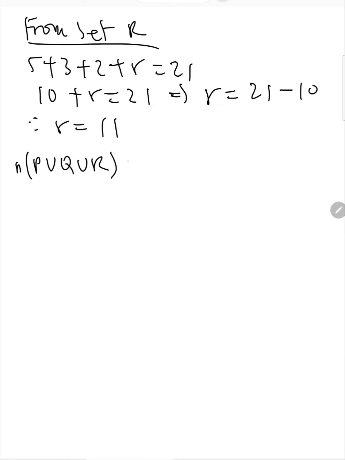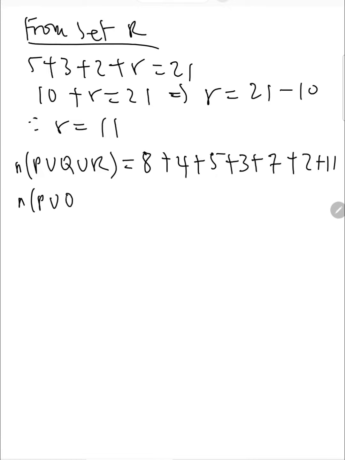Now we can find the union of all the 3 sets. So the number of this will give us 8 plus, because the P was 8, so 8 plus 4 plus 5 plus 3 plus Q was 7, plus 7 plus 2 plus 11, which represents the R. Okay. So when we sum all of them, we are going to get what? 40.